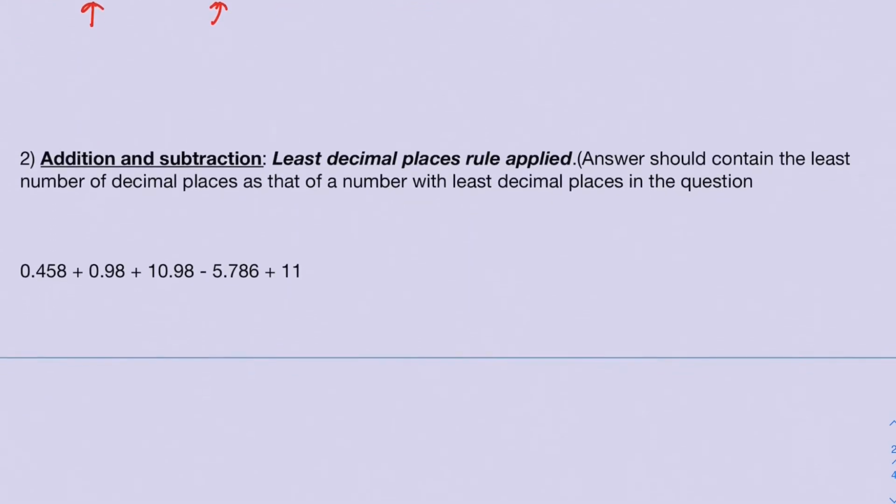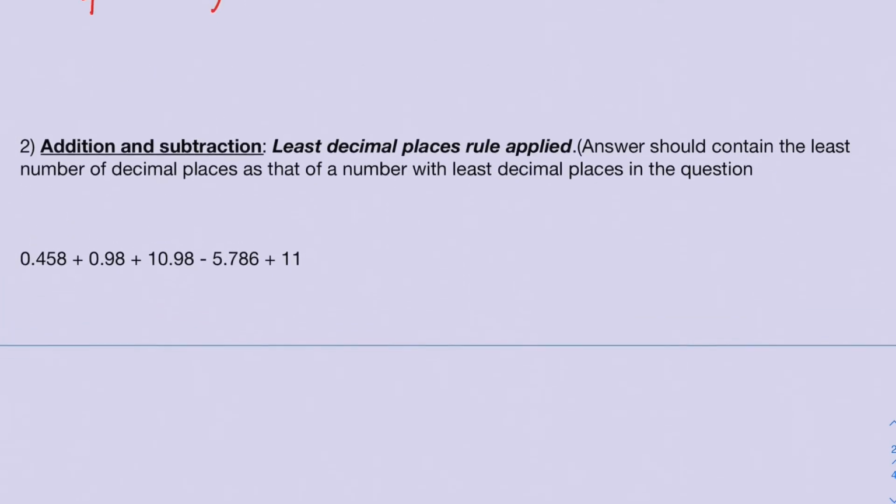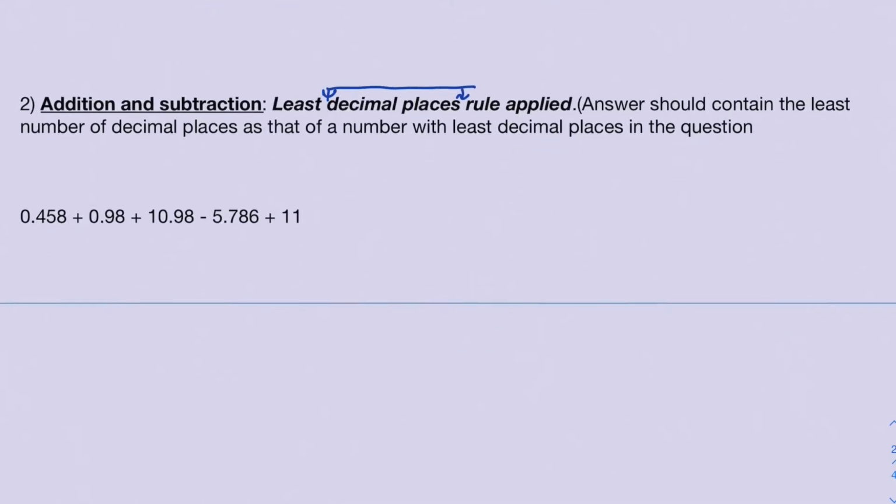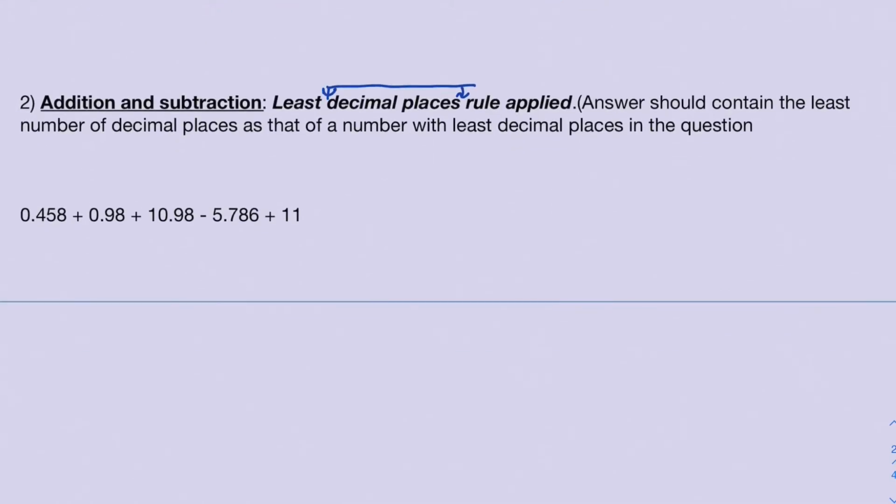Okay, let's look at when you're actually adding and subtracting numbers. When you're adding and subtracting, you actually don't use the least sig fig rule, but rather you use the least decimal places rule. Everything else stays the same. Your answer should contain the least number of decimal places possible. That's the shortest way of saying it. Now, assume I have this mathematical problem where I'm adding and subtracting some of these numbers. Let's go ahead and plug those numbers into the calculator and see what that comes out to be.